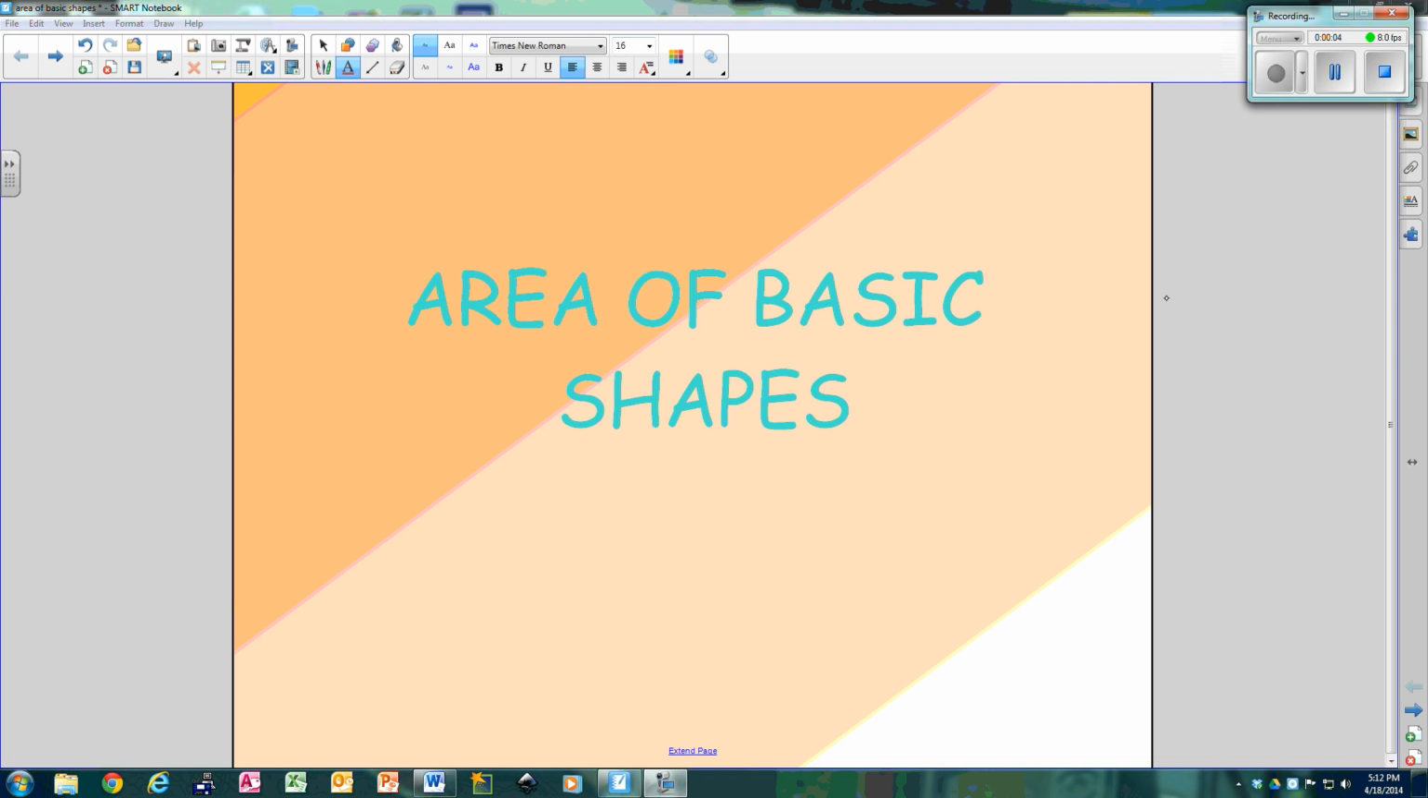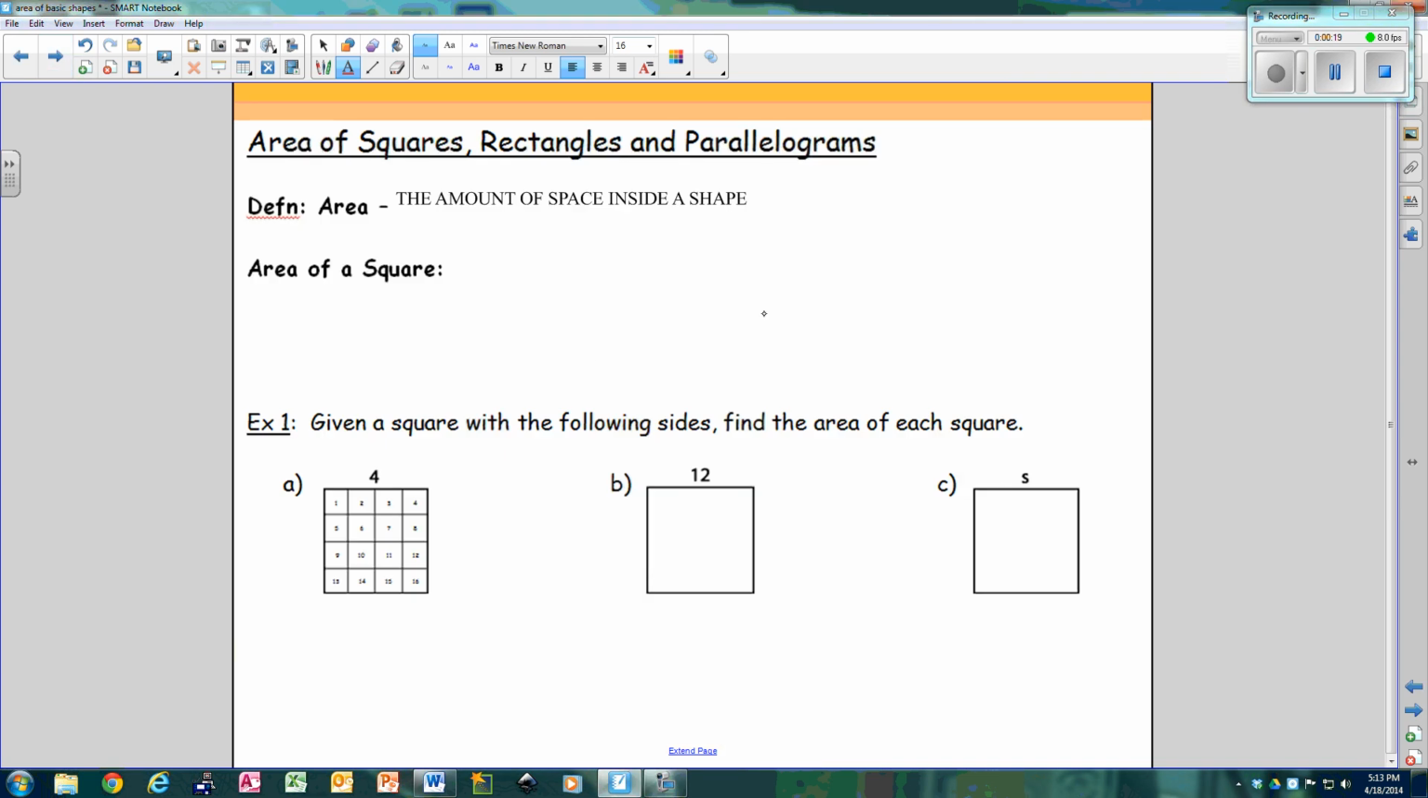So today we're doing area of basic shapes. We're going to do squares, rectangles, parallelograms, triangles, trapezoids, and rhombus. So there'll be several different formulas, but luckily they're all on your formula chart. Alright, so starting off with the easiest, a square.